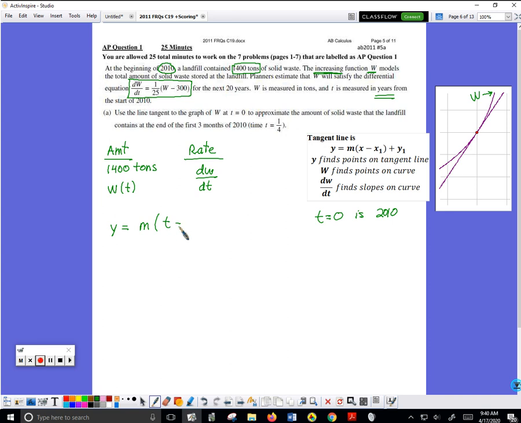The first point is t equals 0 plus the y value is a value of W. At t equals 0, W of 0 is 1,400. So, like that, I just need to find m. Well, this is how we find m. dW/dt finds the slope on the curve. So go right here to where t is equal to 0. The amount of waste is 1,400.